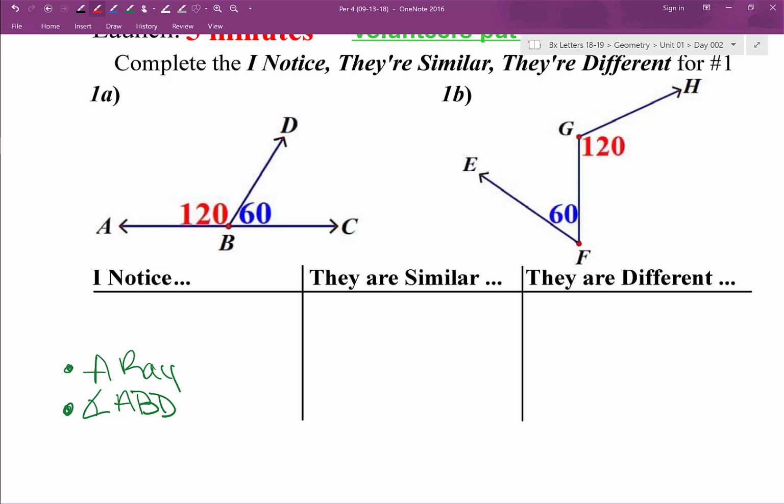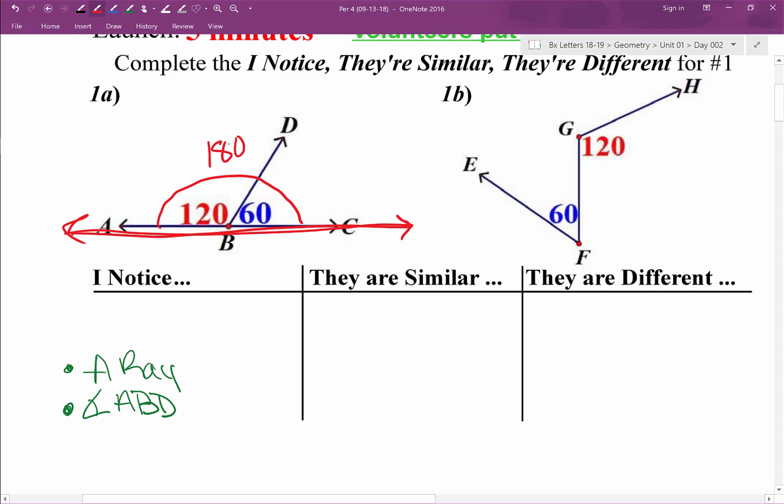In seriousness, though, Wesley picked up on the biggest notice. This is the one I was trying to emphasize. In 1A, you have a straight line. Whenever you have a straight line, how much is that? 180 degrees. You don't have a line in 1B. This is not a line. You have a ray, another ray, and then a segment in between them. And that's kind of a difference. Ray versus line.